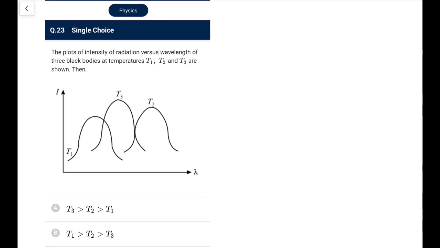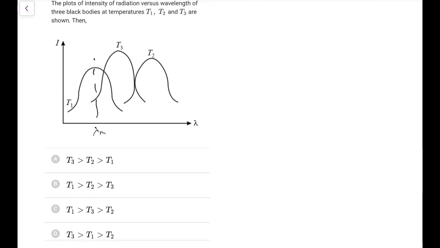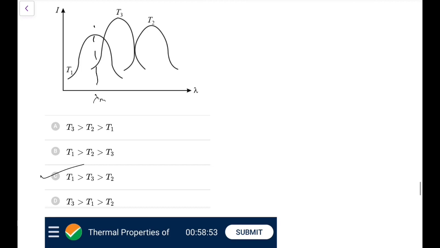Plots of intensity are given. Again, clear cut what you have, clear cut you can see. This lambda minimum is the least, so this temperature would be the greatest. So T1 is greater than T3, which is greater than T2. Go for option C. Again, it is the Wien's law application you are given.